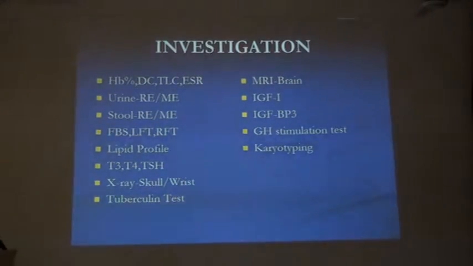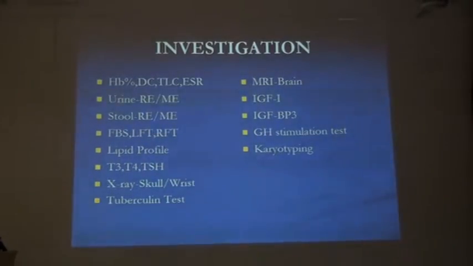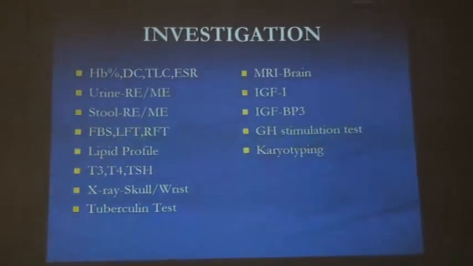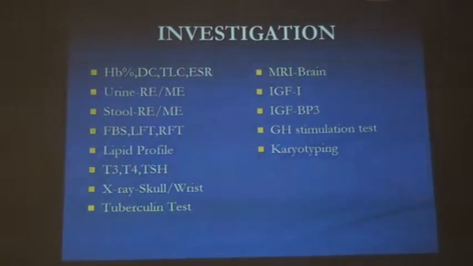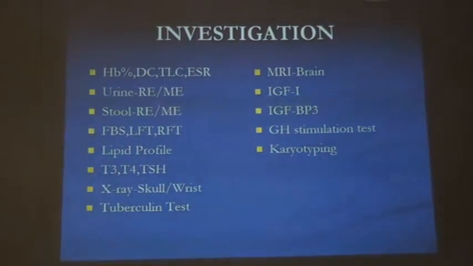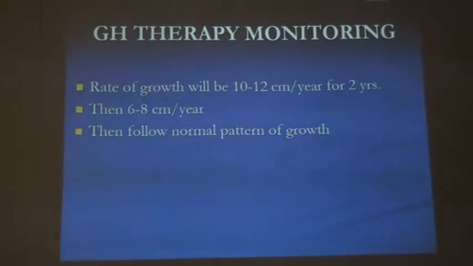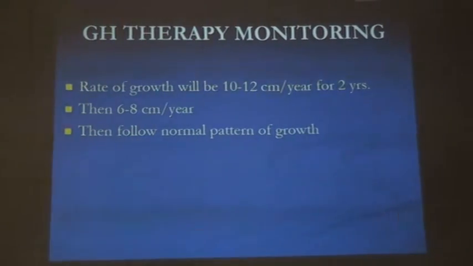Regarding the investigation, I have already enumerated. You have to go step by step: MRI of brain, IGF-1, IGF-BP3, and growth hormone stimulation test. And if there is any dysmorphism, then go for karyotyping. Then growth hormone therapy monitoring.